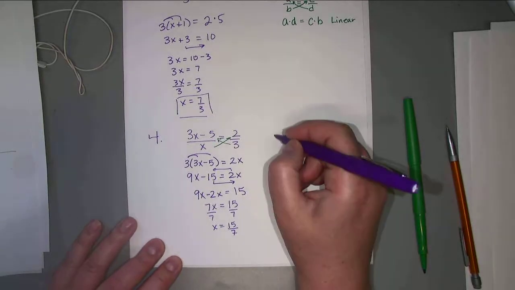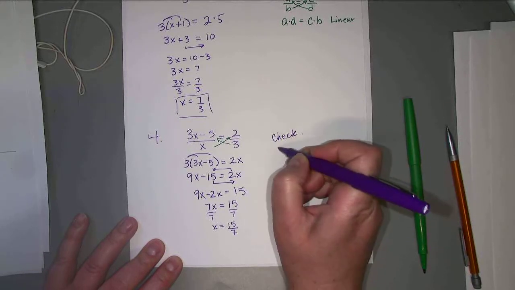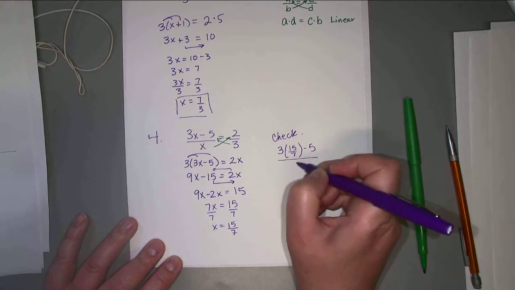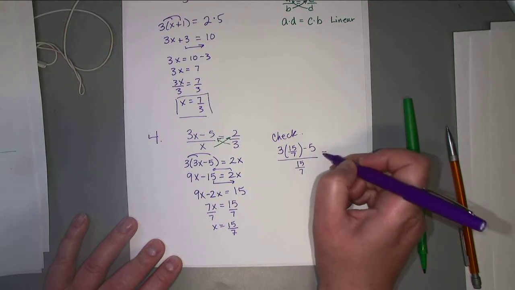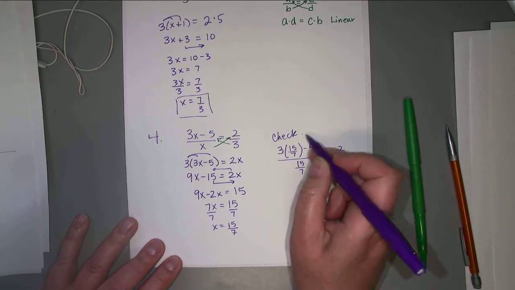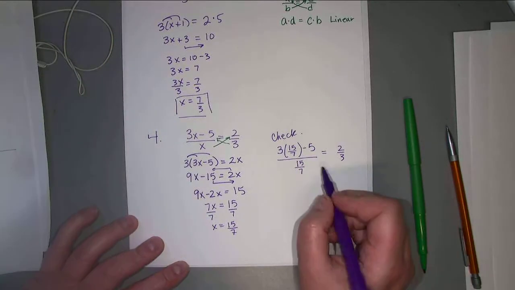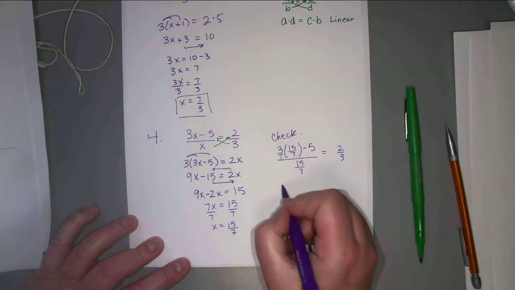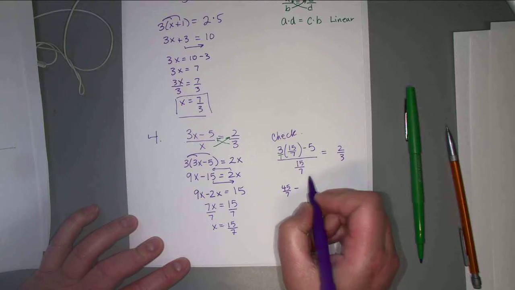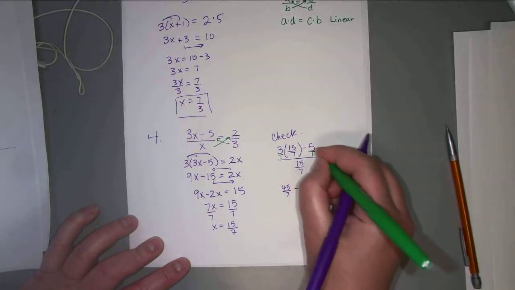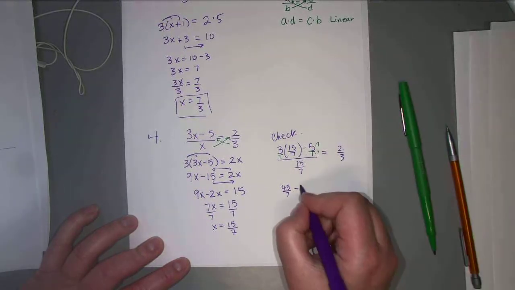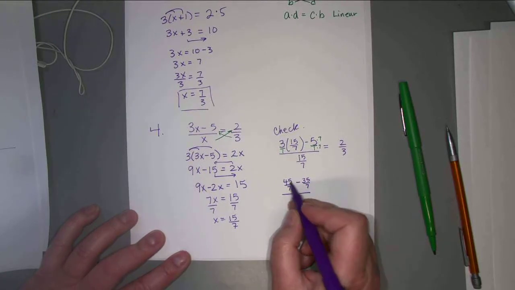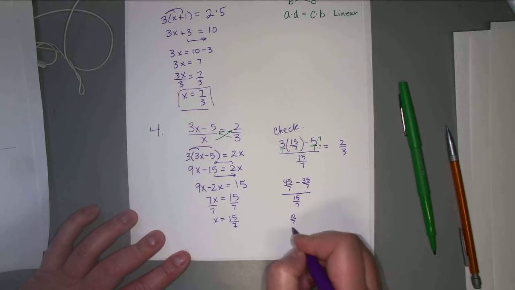Let's check this one. We haven't checked one by plugging a fraction in. So you'd have 3 times 15 over 7 minus 5 over 15 over 7. And hopefully that will be 2/3. So let's just work out this side and see if we get 2/3 as an answer. So on the top we've got 3 over 1 times a fraction. So 3 times 15 is 45 over 7 minus 5. If we want to put that as a common denominator, we would go 35 over 7. So 45 minus 35 is 10 over 7, divided by 15 over 7.